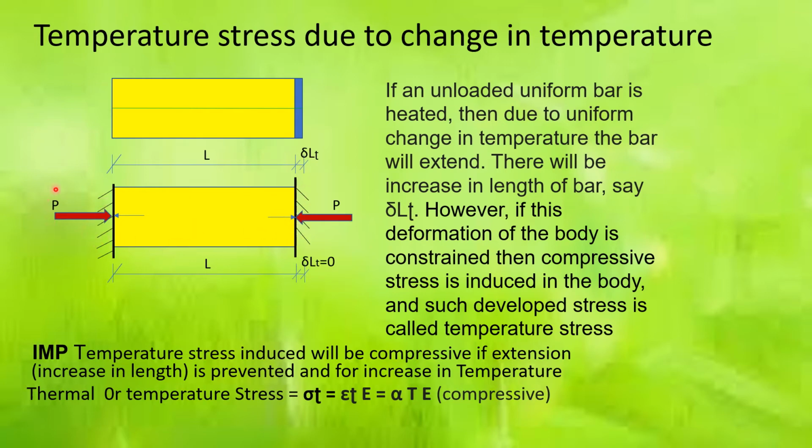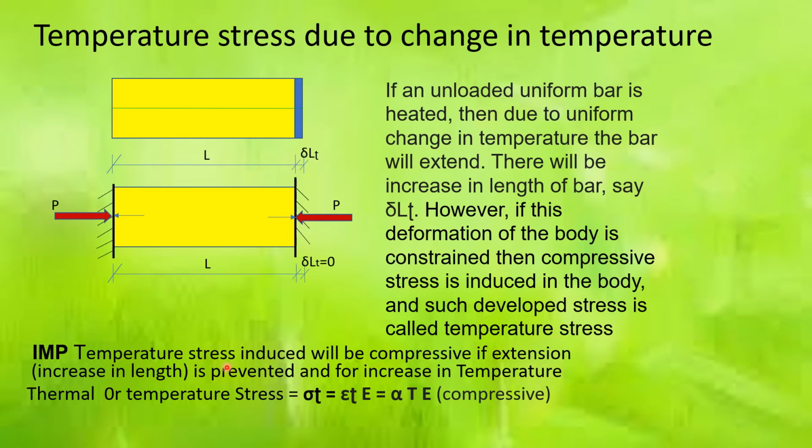If this force P is developed, then only will it prevent this expansion of the bar delta L. So delta LT here becomes 0 and the force P is developed. The strain is here 0 and the P force is developed. Due to this force, the stress developed in this bar is compressive. So when the deformation of the body is constrained or prevented, then compressive stress is induced in the body, and such a developed stress is called temperature stress.